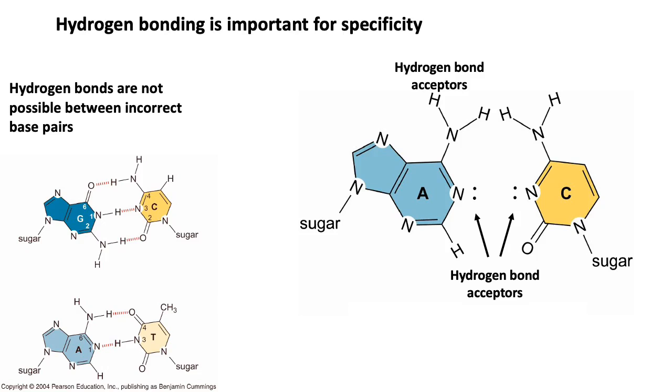And what happens if you try to line them up incorrectly? Well, for instance, if you try to line up an A and a C, you do not get good hydrogen bonding. In fact, if anything, you get obstruction. The two nitrogens that are lined up there, they're both accepting hydrogen bonds, meaning they have extra electrons that they want to share with a bound hydrogen.